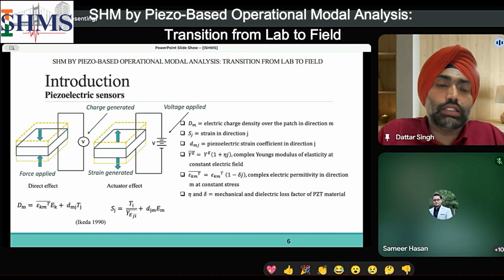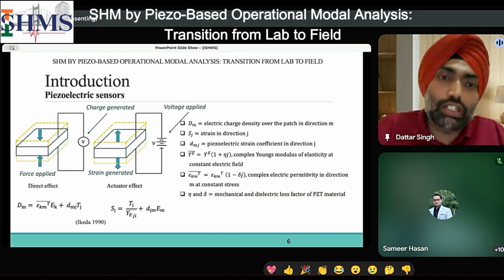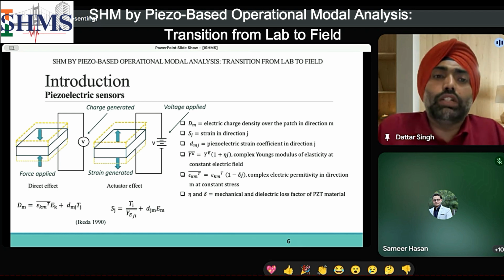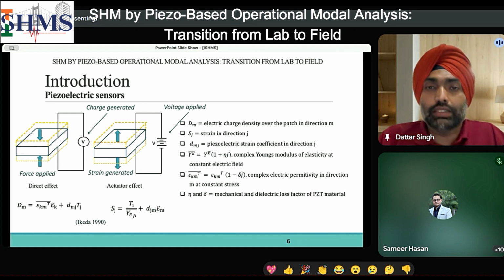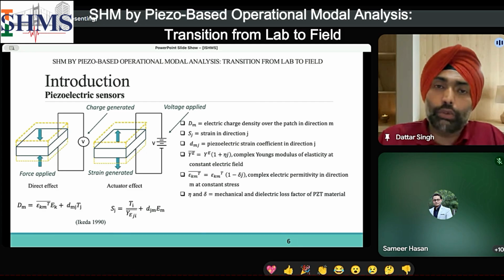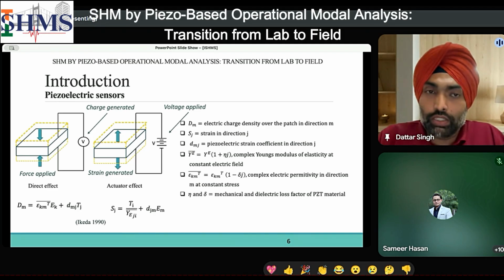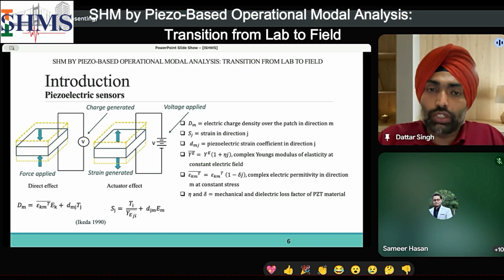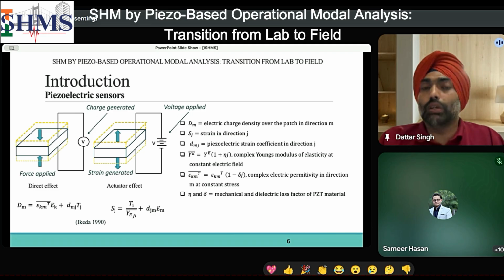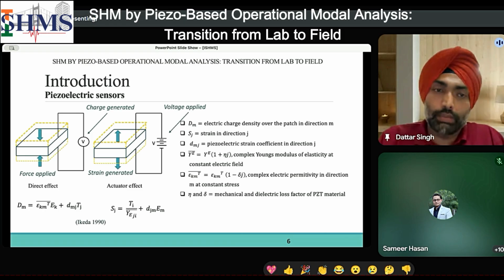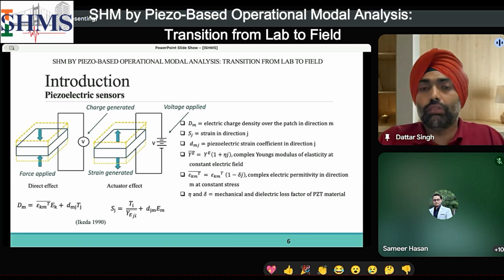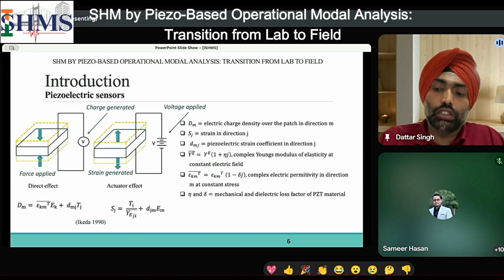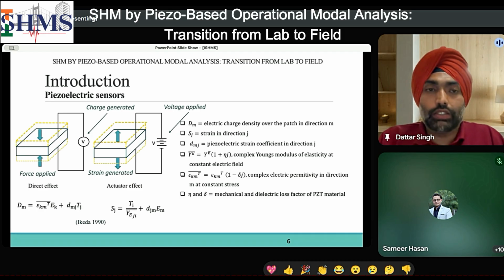So let's discuss in brief about the piezoelectric sensors. Basically, piezoelectric sensors are smart material-based sensors which develop some kind of charge when external stress is applied to it, or vice versa. So if some kind of strain is applied on the piezoelectric material when it is bonded to some kind of host structure, corresponding voltage is developed due to dipole moments in the material, and that voltage can be further calibrated to get the corresponding strain in the structure.